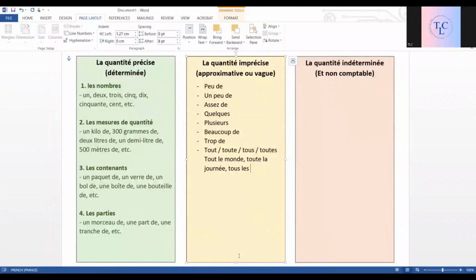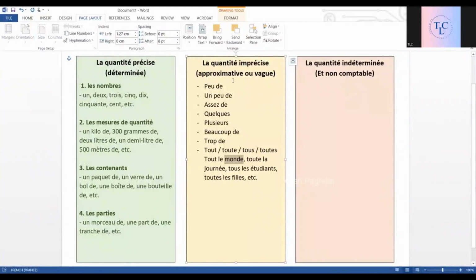Then tous les étudiants, all the students. Then toutes les filles, all the girls. Okay, like that we use, and we put a determiner here after tout, and then whatever we want to specify. So yes, this is the increasing order of quantity: peu de, un peu de, assez de, quelques, plusieurs, beaucoup de, trop de, tout.